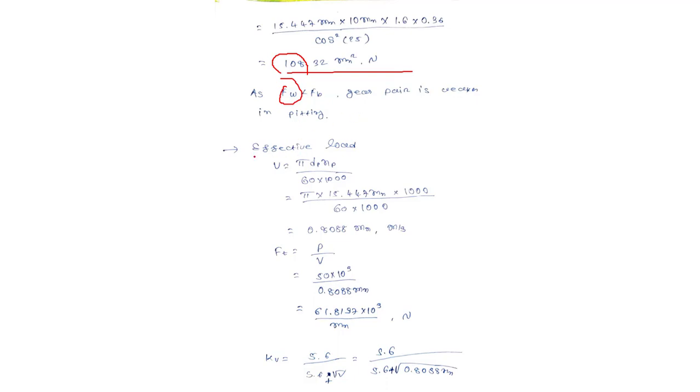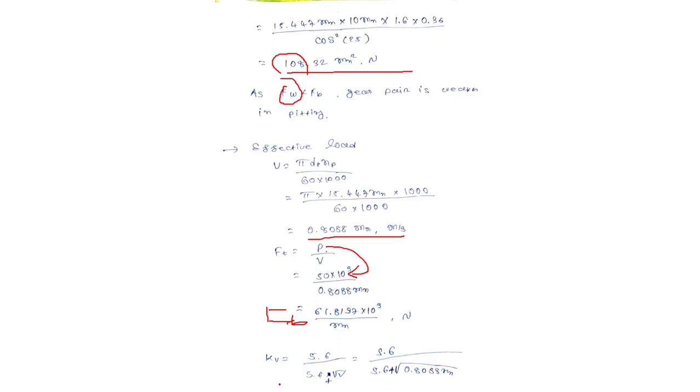And we also find the effective load. For that we need the pitch line velocity V is equal to pi dp np upon 60 into 1000. So we get this pitch line velocity. We know Ft is equal to P upon V, and P is 50 into 10 raised to 3, which is given, and we already derived the equation of V. So we get Ft as this equation.